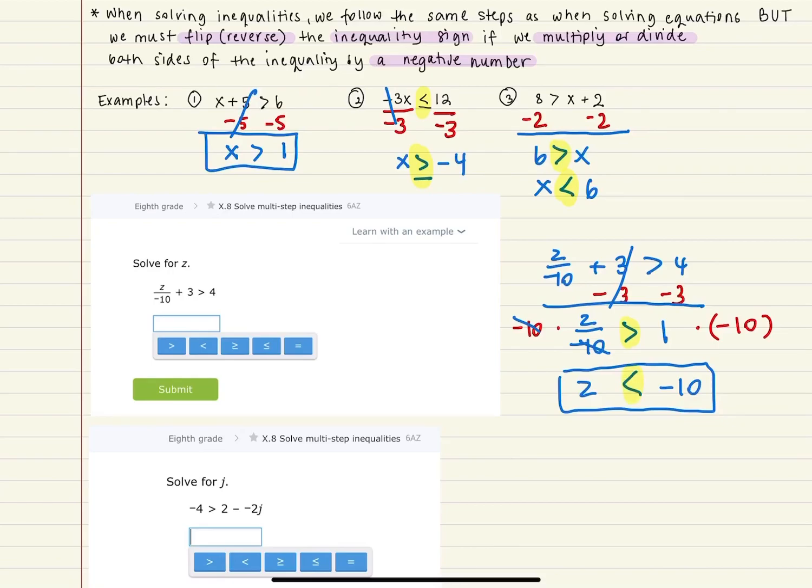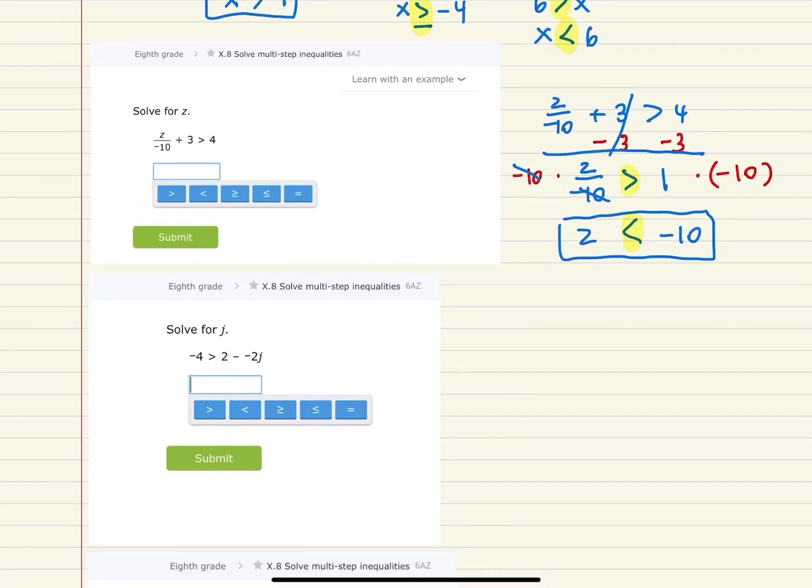Okay, another example. Again, I'm going to copy it. So we have negative 4 is greater than 2 minus negative 2j. I hope you guys remember immediately that two negatives next to each other make a plus. So I'm going to rewrite this as negative 4 is greater than 2 plus 2j. Two negatives make a plus, it's just awkward seeing two negatives next to each other.